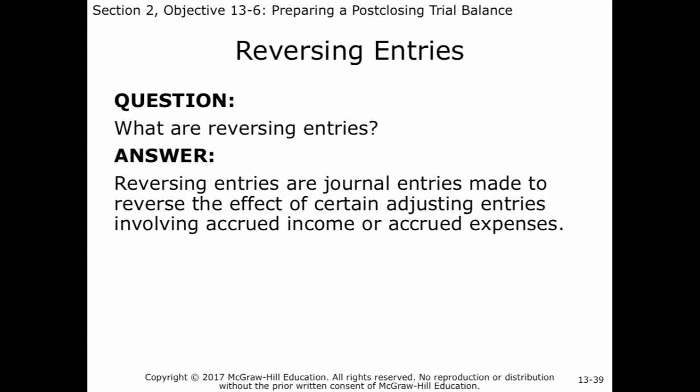Another thing that we previously learned was reversing entries. And the last step in the accounting cycle, which is actually an optional step, is to prepare reversing journal entries. And reversing entries are journal entries made at the beginning of an accounting period that are the opposite of certain adjusting entries, particularly those for accrued expenses and accrued income. Reversing entries are made to reverse the effect of certain adjustments. So this helps to prevent errors in recording certain cash payments or cash receipts in the new accounting period.